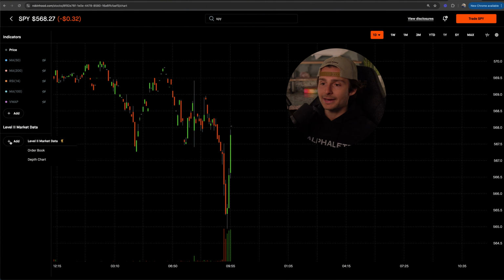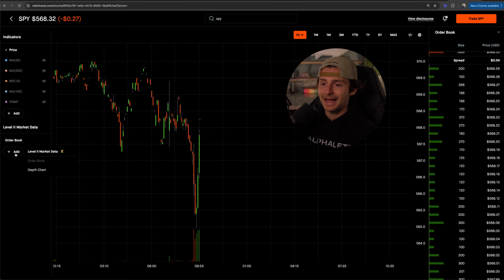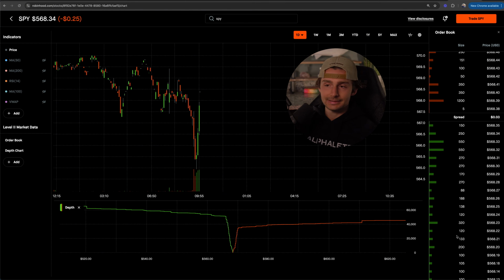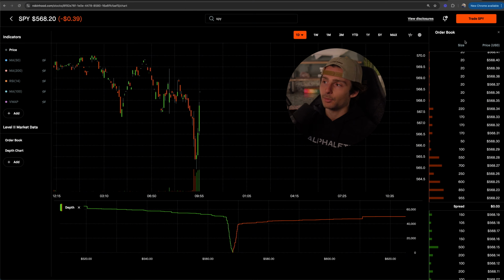So when I click on add, you'll see level 2 market data pop up with this little symbol. That's the Robinhood Gold logo or symbol. And so that is where we're looking for it, okay? There's the order book and the depth chart. I'm going to click on the order book first, then I'm going to click on add, and then the depth chart. And now the depth chart at the bottom, order book on the right-hand side. Boom. We've got it pulled up.